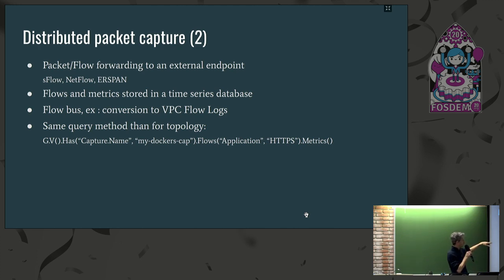All the flows and the metrics are stored in a time series database. So if you want to do calculation on that, you can. We do have a way to subscribe to the flow bus. So meaning, when the agent forwards the flows to the analyzer, you can write a subscriber to the analyzer, and then you will get the flows. And that's useful if you want to write your own flow processor. We do have an example where the flows are captured and then converted to a VPC log format. And when you want to retrieve the flows, you use the exact same language that you use for the topology. So here, that's just to retrieve the HTTPS traffic for a Docker container.